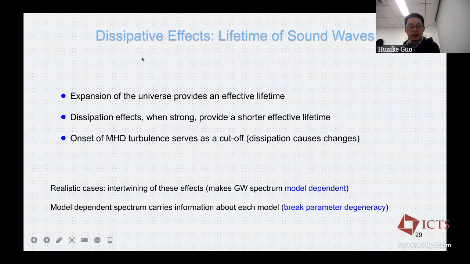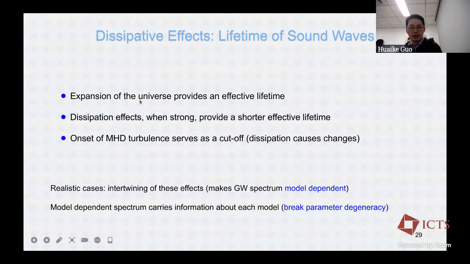The dissipation will also affect the lifetime of the sound waves, because it reduces the gravitational waves, right? So we can define some effective lifetime beyond which there will be very little production of gravitational waves. If we take this into account, we can see three factors determining the lifetime of the sound wave, which is the parameter that enters the Ozone factor that determines the overall amplitude of the spectrum.